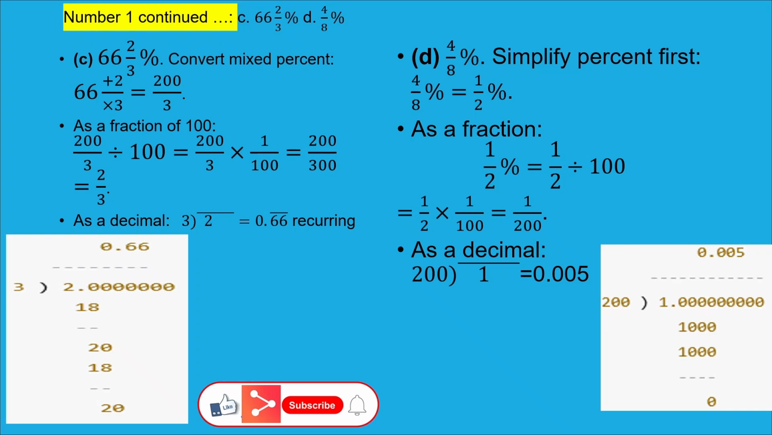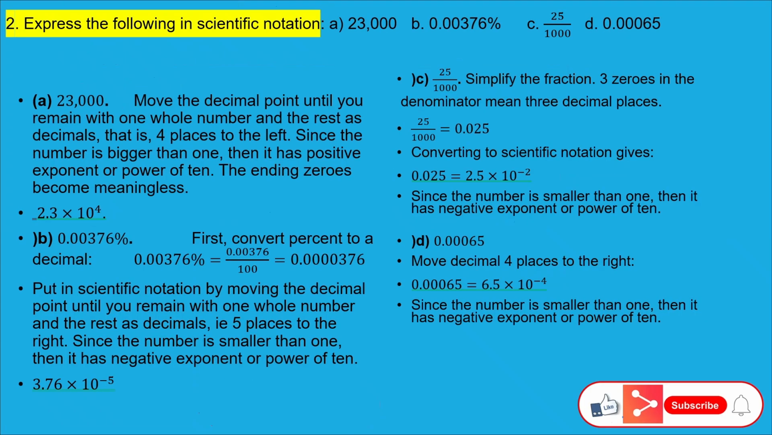In scientific notation, 23,000. Move the decimal point until you remain with one whole number and the rest as decimals. That is 4 places to the left. Since the number is bigger than 1, it has a positive power of 10. That makes it 2.3 times 10 to the power 4.